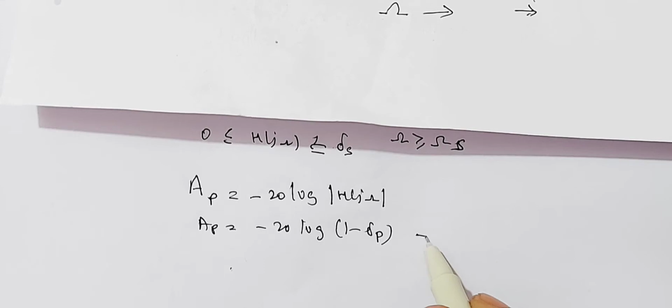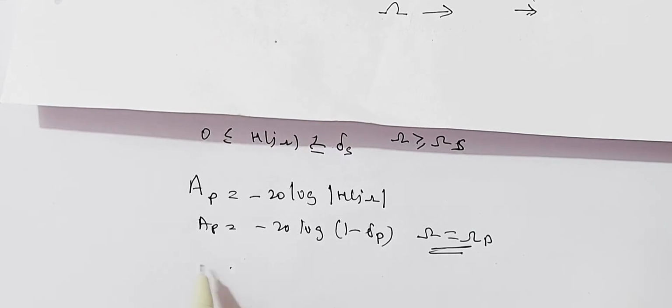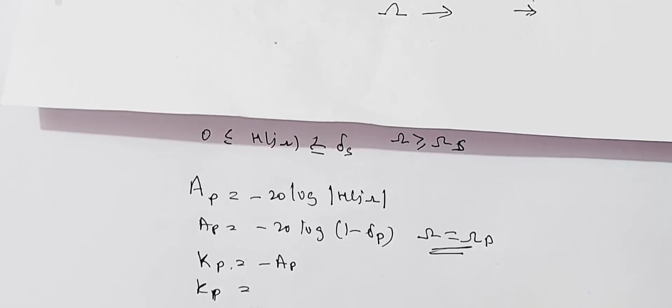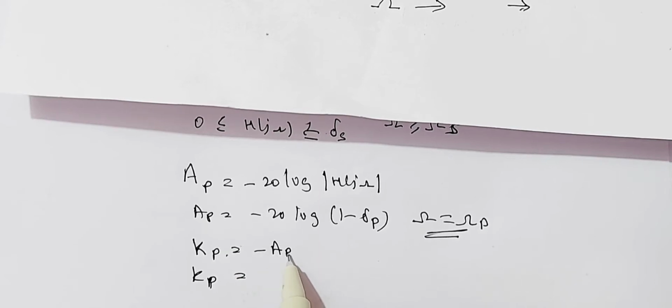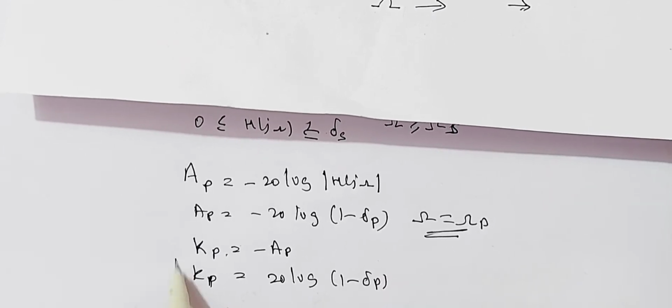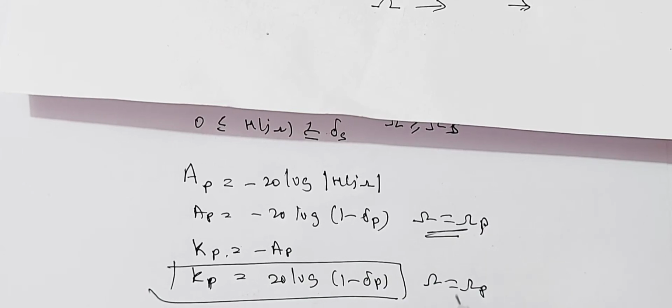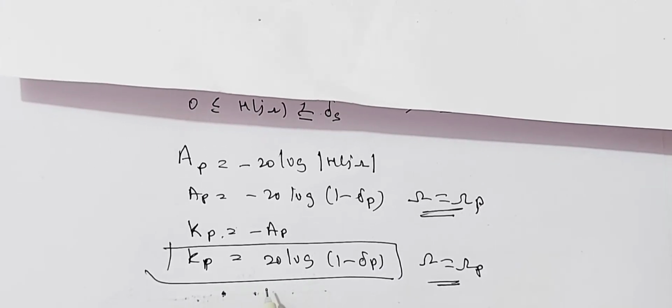And for the frequency, omega is equal to up to this. And gain is represented by Kp, which is given by minus Ap. Therefore, Kp, the pass band gain, is equal to minus Ap. Ap is minus 20 log of 1 minus delta p. Minus of minus plus, you get 20 logarithm of 1 minus delta p. This is the pass band gain for omega equal to omega p, that is, for frequency equal to the pass band frequency. Up to this frequency, the gain is 20 log 1 minus delta p.